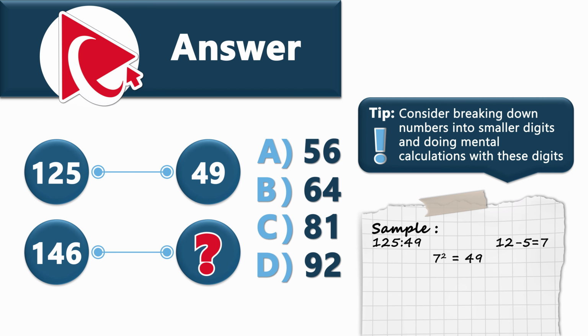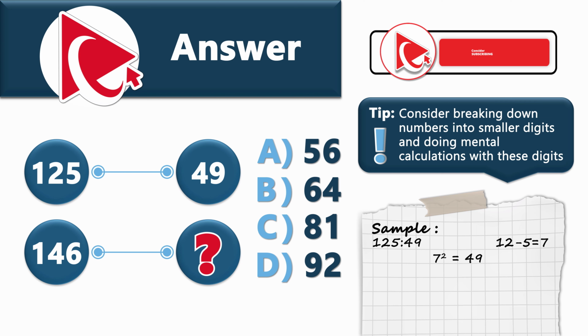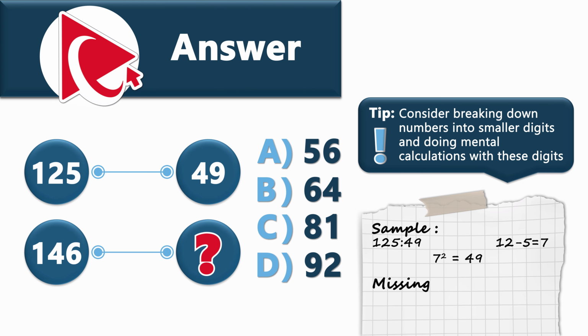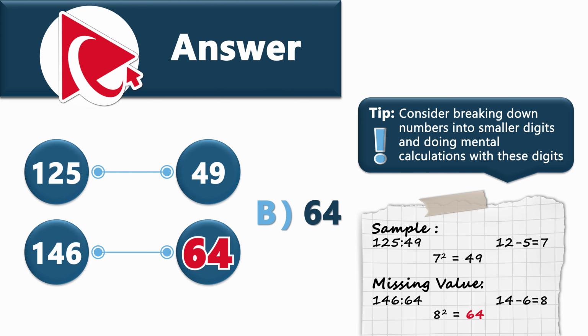The tip here for you is when you see similar questions on a real test, consider breaking down numbers into smaller digits and doing mental math calculations with these digits. To calculate the missing value, let's look at the number 146 on the left and number 64 on the right. From 146, let's build an expression. 14 minus 6 equals 8, and 8 squared equals 64. So the correct answer here is choice B, 64.